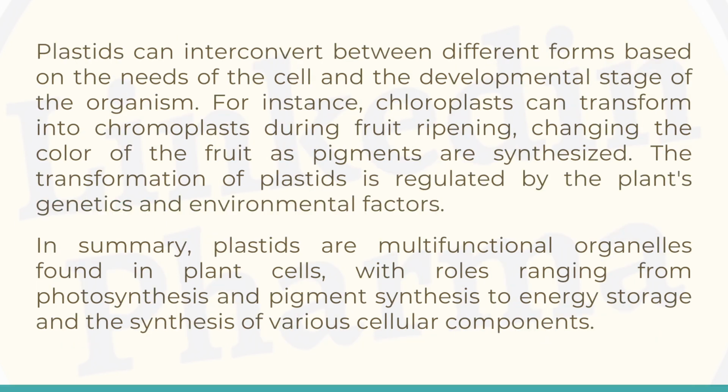Plastids can interconvert between different forms based on the needs of the cell and the developmental stage of the organism. For instance, chloroplasts can transform into chromoplasts during fruit ripening, changing the color of the fruit as pigments are synthesized. The transformation of plastids is regulated by the plant's genetics and environmental factors.